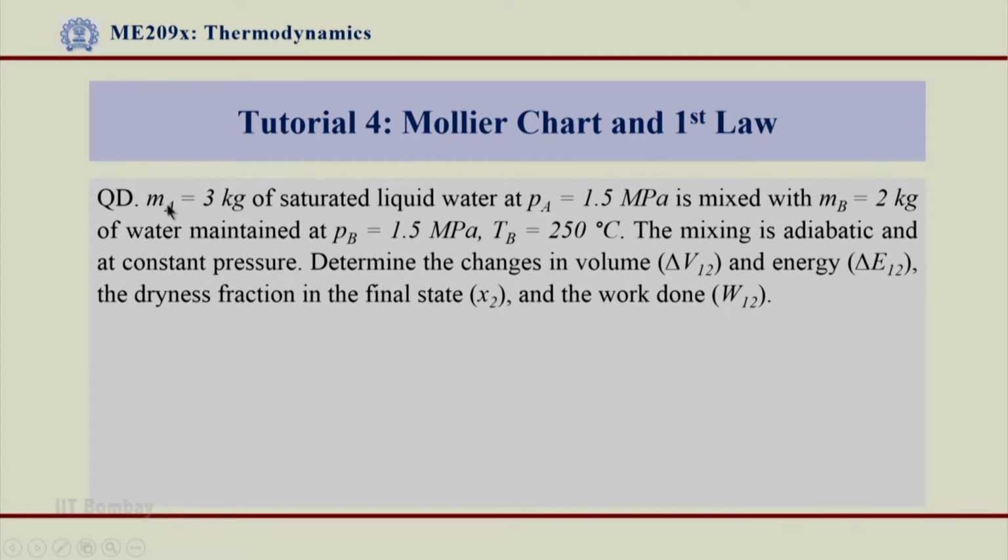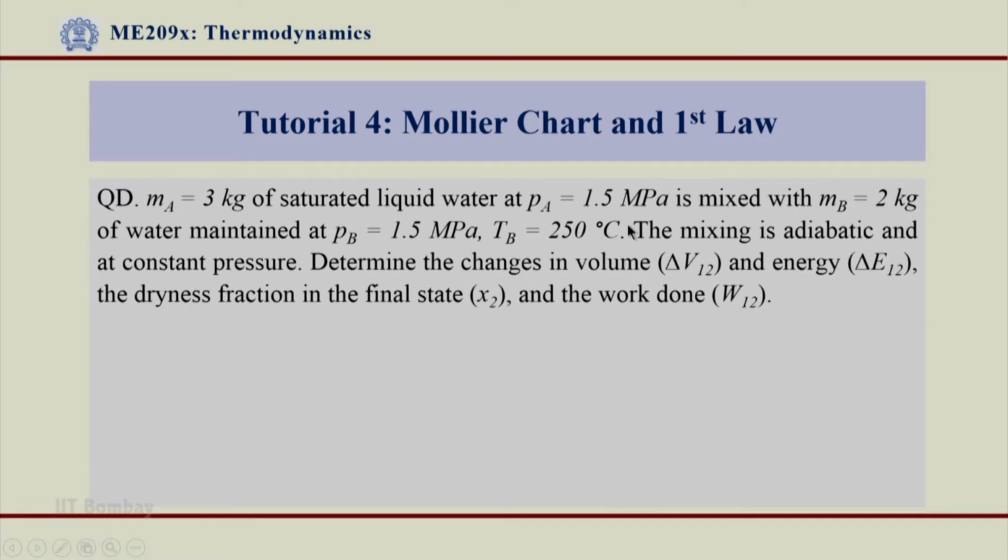So, what we say is Ma, that is the mass of system A, let us say Ma is equal to 3 kg of saturated liquid water at Pa, that is pressure, equal to 1.5 MPa. So, this is one segment, given the mass of saturated liquid, that means the position is known. We know the mass of it, we know the pressure of it, and this is mixed with Mb, that is the other fluid, with Mb equal to 2 kg of water maintained at Pb equal to 1.5 MPa and Tb equal to 250 degrees centigrade.